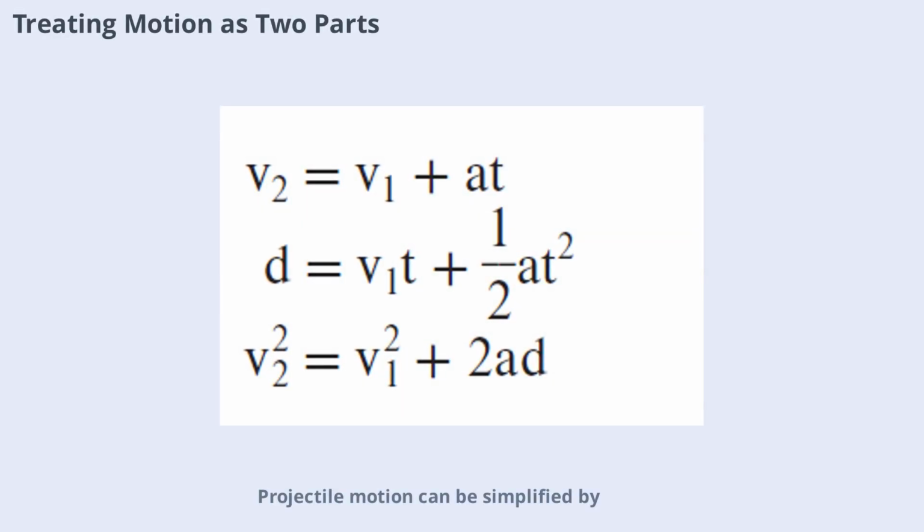Projectile motion can be simplified by treating it as two separate rectilinear motions, one horizontal and one vertical. The horizontal motion experiences zero acceleration, meaning the speed stays the same. The vertical motion, however, is constantly accelerated by gravity. This approach allows us to use straightforward equations for each direction, making calculations easier and more intuitive. By understanding this separation, we can analyze everything from a thrown ball to a long jumper's leap with greater clarity.